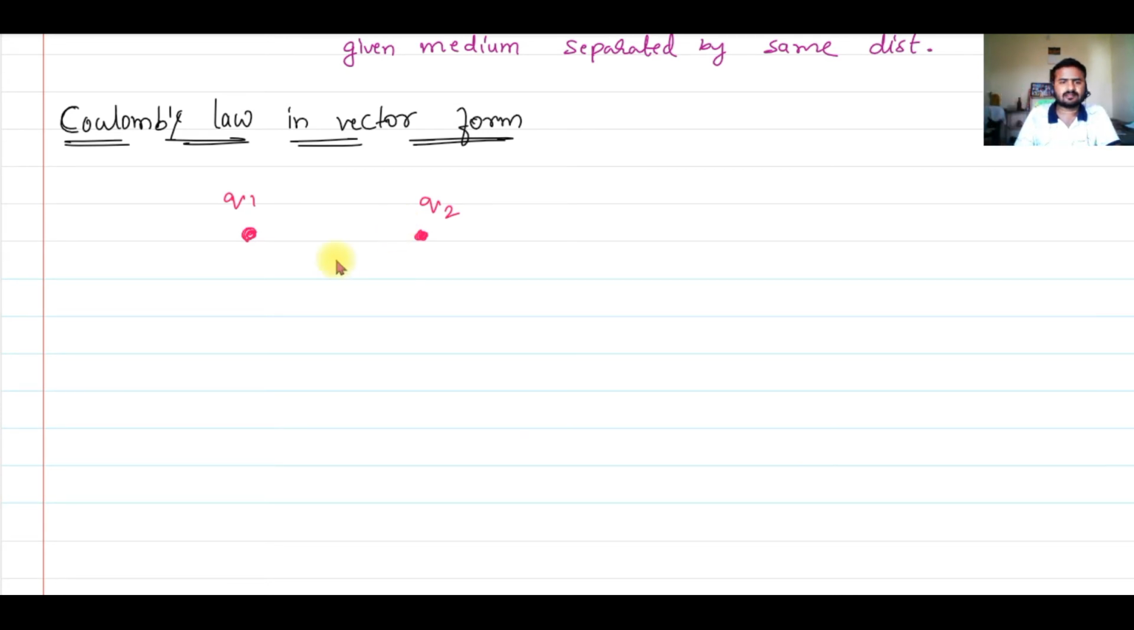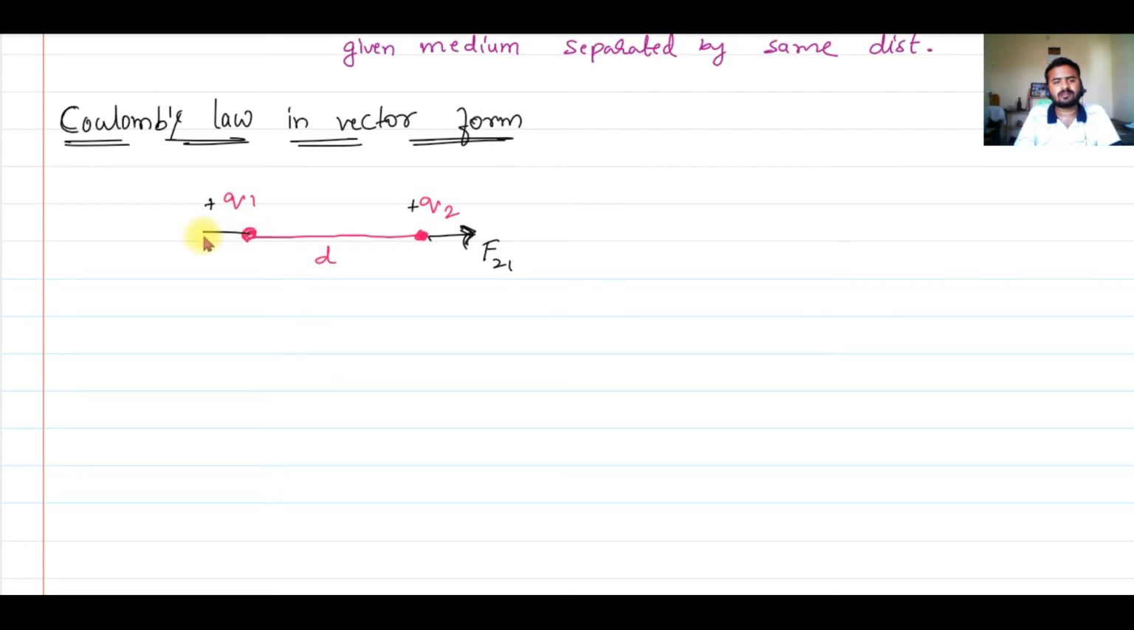Now let us say I have two charges Q1 and Q2 separated by some distance. Let me write that distance as d, as usual. Now these two are positive charges is what I'm assuming. Let me also mention that, plus Q1 and plus Q2. Now Q2 will experience a force to the right. Let me write that as F21.